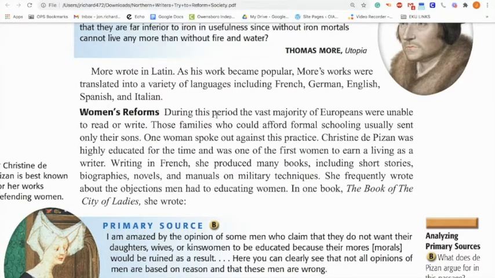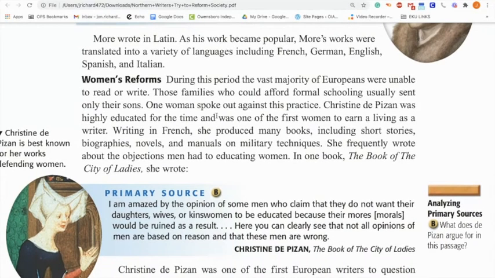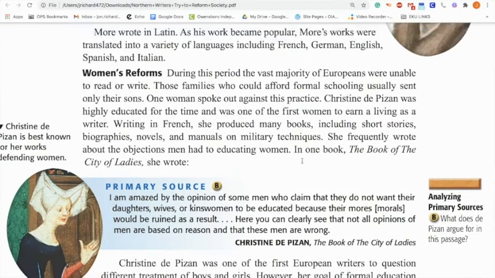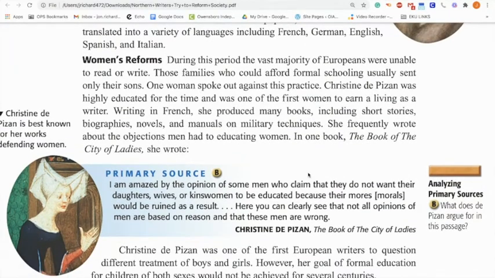Christine de Pizan was highly educated for the time and was one of the first women to earn a living as a writer. Writing in French, again, the vernacular for France, she produced many books, including short stories, biographies, novels, and manuals on military techniques. She frequently wrote about the objections men had to educating women. So she wrote about how she didn't like that men didn't want women to get educated.